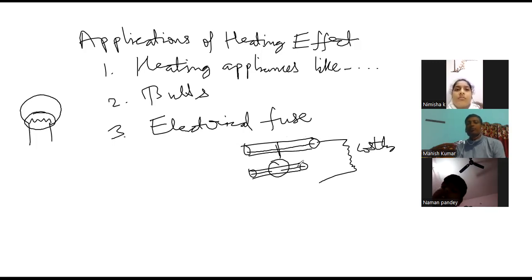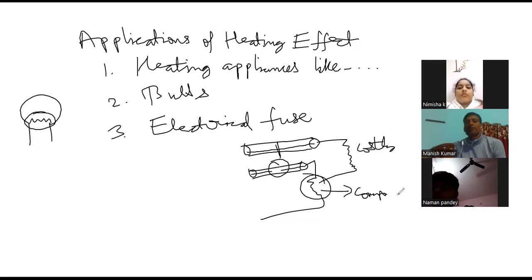Now whatever circuit you have after this will be safe. This may be an LED bulb, this may be anything, okay, this may be a heater. Otherwise, if no fuse is used, then it will damage this component. This component will be damaged. Understood what we are using electrical fuses for?